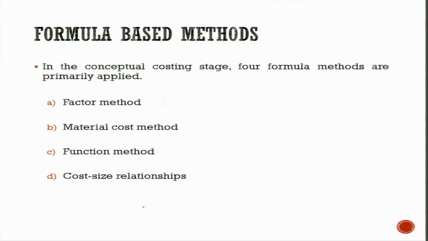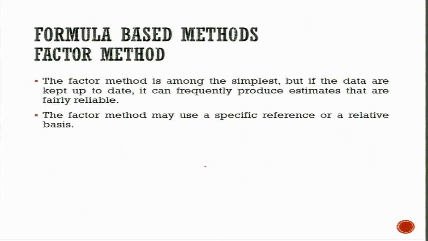Now comes the formula based methods. Number one is the factor method, then we have the material method, function method, cost size relationships. The factor method is among the simplest, but if the data are kept up to date, it can frequently produce estimates that are fairly reliable. The factor method may use a specific reference or relative basis. So, these are small estimates that we generally use.